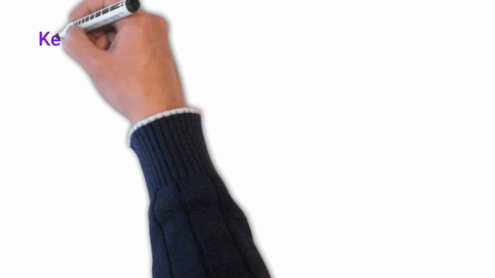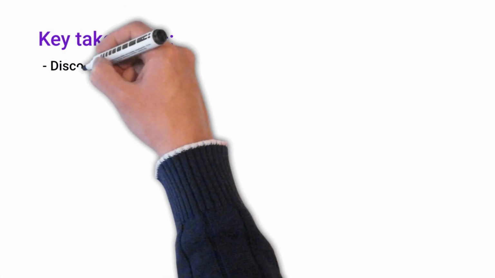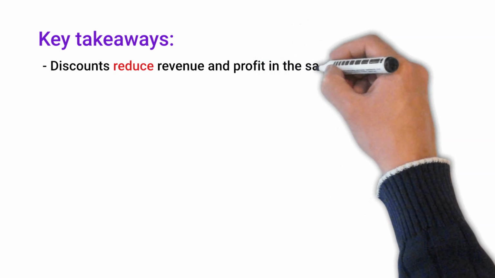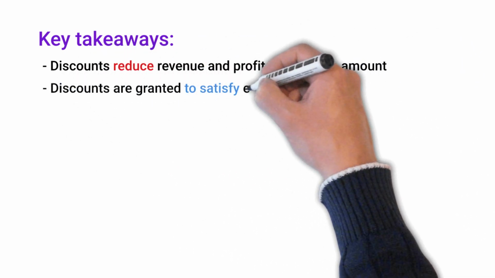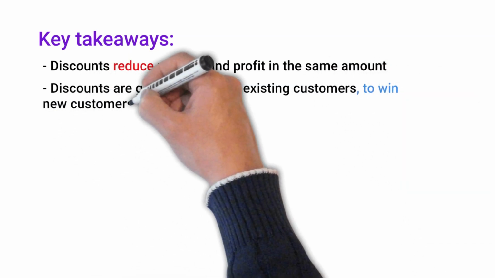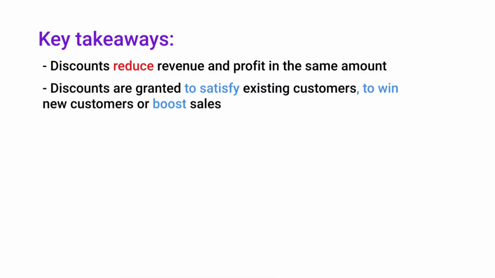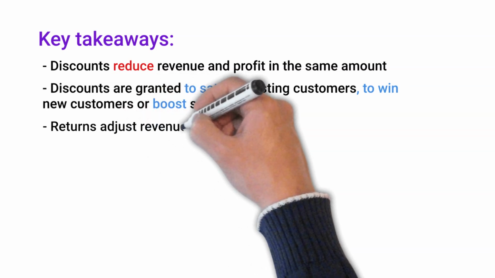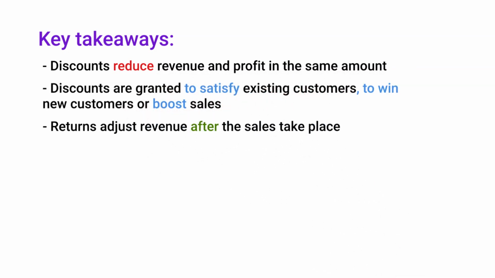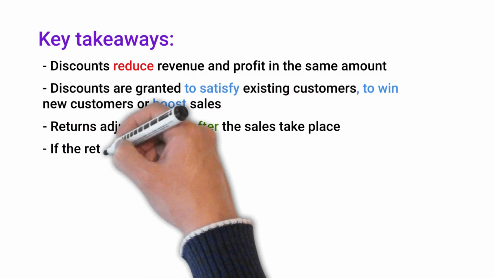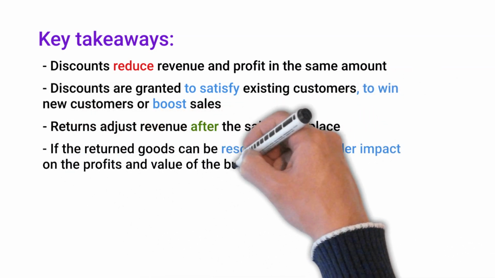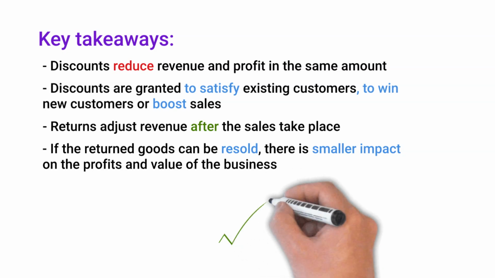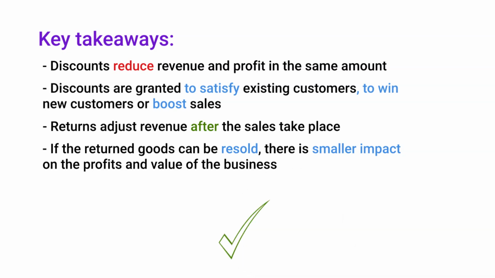Let's summarize it. Discounts reduce revenue and profit in the same amount. Discounts are given to satisfy existing customers, to win new customers, or boost sales. Returns adjust revenue after the sales take place. If the returned goods can be resold, there is a smaller impact on the profits and value of the business. In our next lesson, we'll explore the unearned revenues.